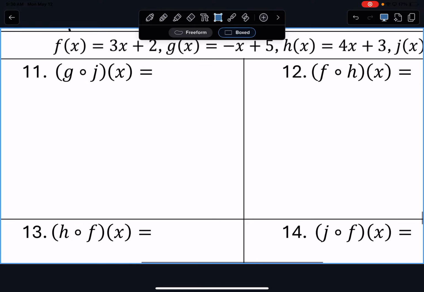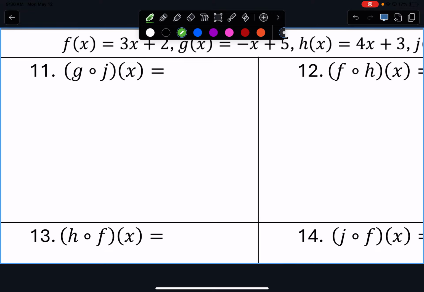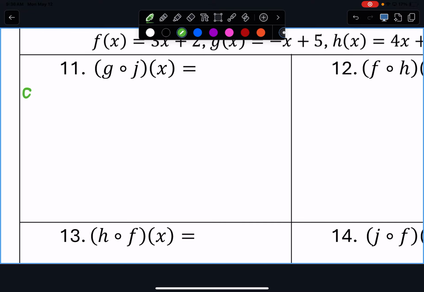Okay, we can go ahead and set up G of J of X by yourselves. Give me just a second. So we're going to do G of J of X. That's what I want y'all to work on now.